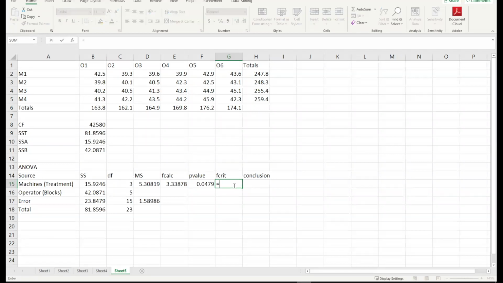Okay, so F-crit is equal to F.INV.RT. Probability is 0.05. Degrees of freedom is 3, 15. Okay, gives us 3.28 and it's very close now. Okay, so our conclusion: since P is less than alpha, and F-calc is greater than F-crit, then we reject H0.